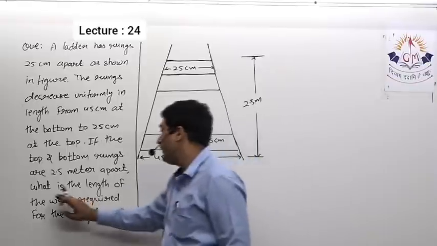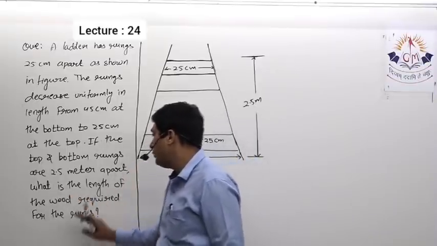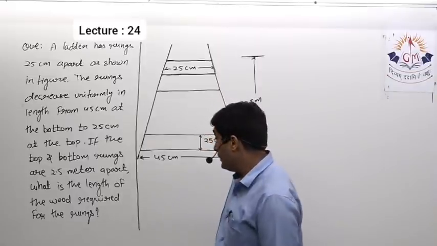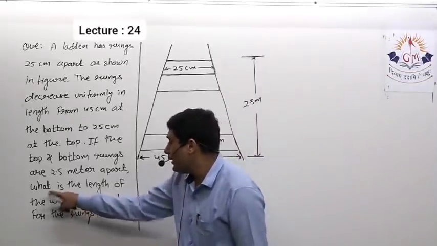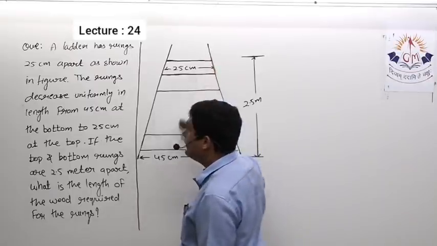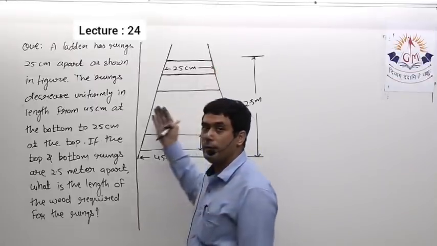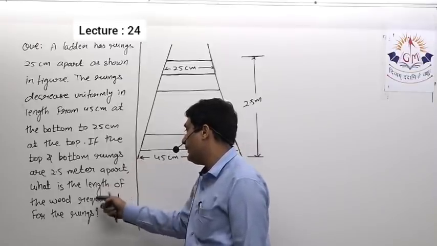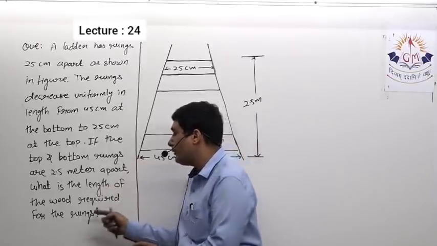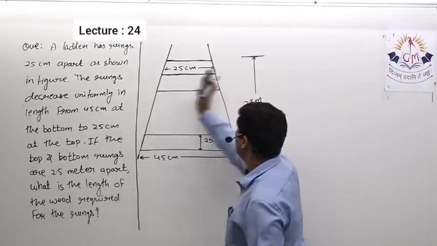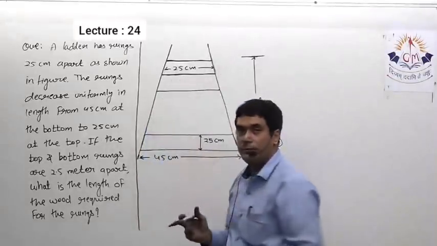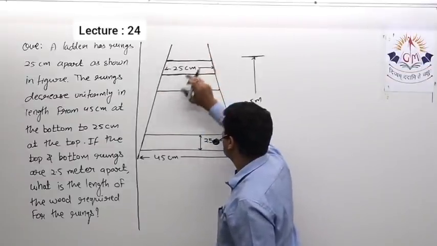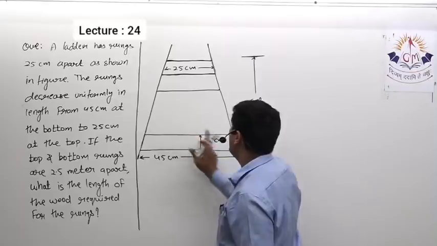Now what you have to find is the length of the wood required for the rungs. Okay, now read the question properly. They are not asking the length of the wood required to make the ladder. They are just asking to find the length of the wood required for the rungs. That means these two slant sides, we are least bothered about their length. We just have to concentrate on the length of these rungs.